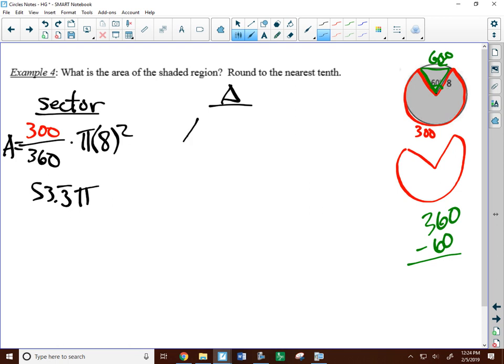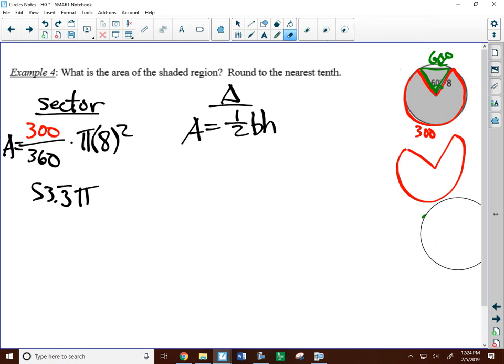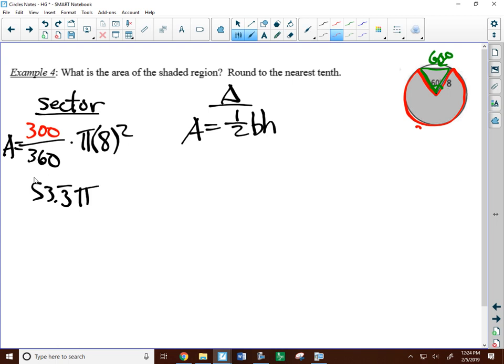So area of a triangle, 1/2 base times height. I think we know that one. It is also on the formula sheet. Okay, what I'm going to do, I'm going to flip the triangle over so we can see a little bit better. Another thing is these are both radii, so this is also 8. Both radii, so they're both 8.